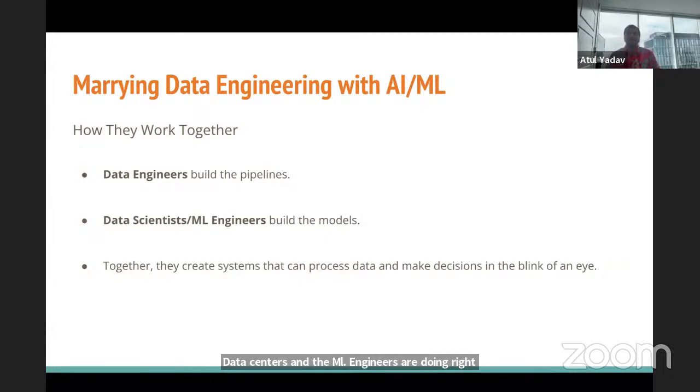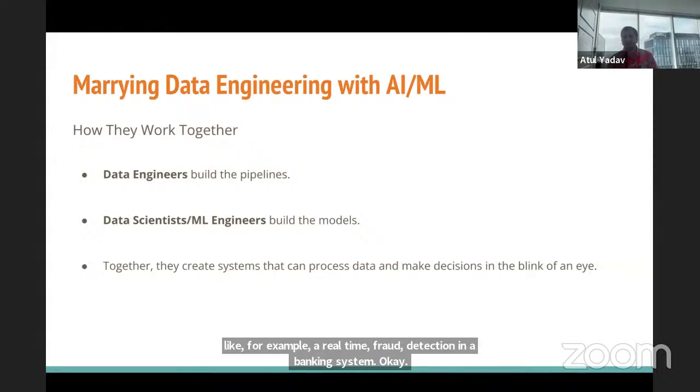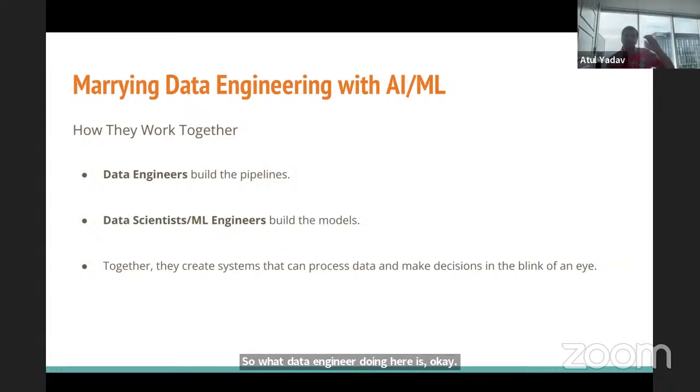Now, I will talk about an example. For example, real-time fraud detection in a banking system. What data engineers are doing here is capturing the transaction data. They capture it, store it, process it, store it, and place it.